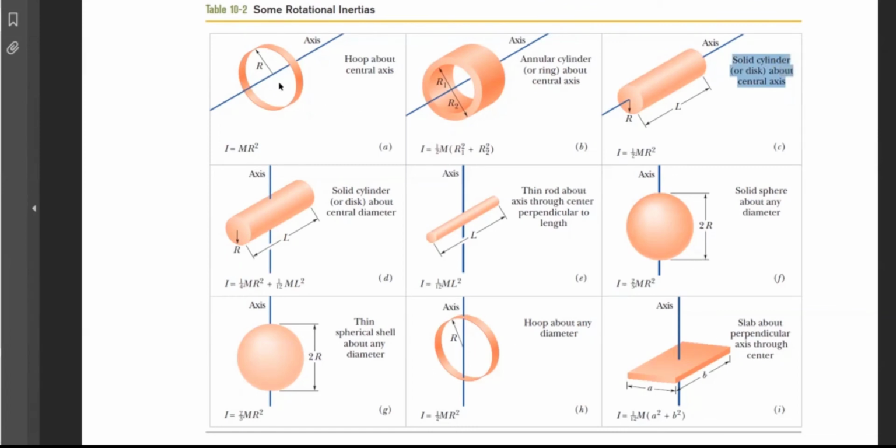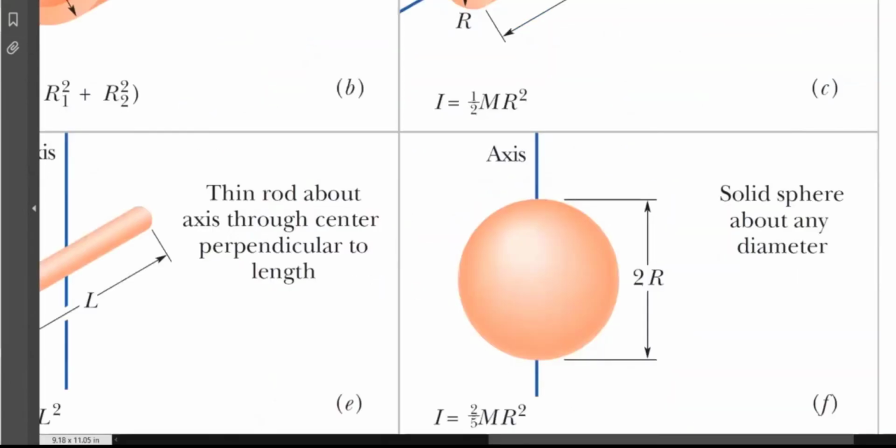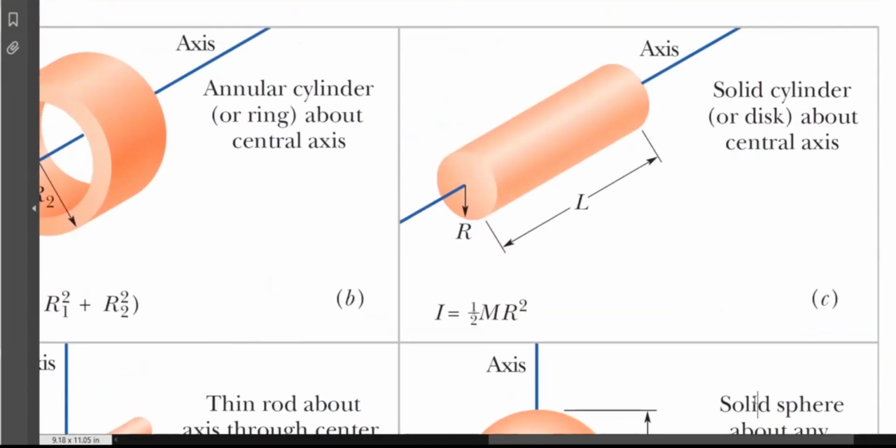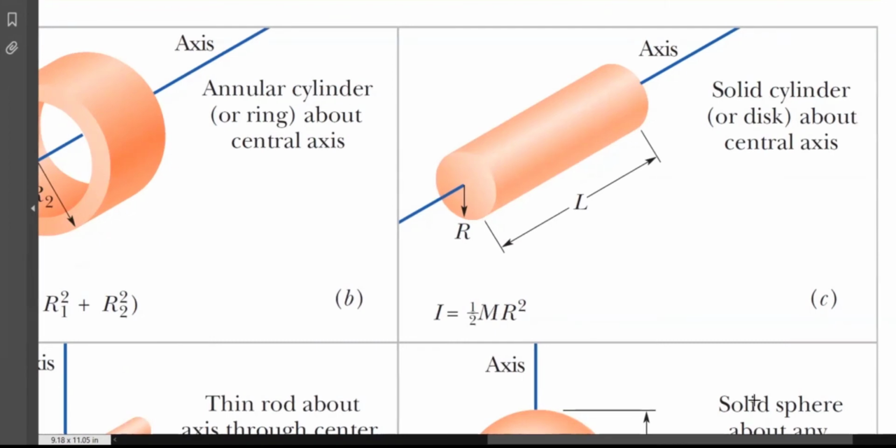Okay, so here's the question. What kind of shape are we dealing with right now? What is a flywheel? This is a flywheel. A flywheel is a solid cylinder rotating about that central axis. So this is what we're dealing with. I'm going to take a picture of this and bring it right into our notes, because this is the geometry that is in fact the flywheel.